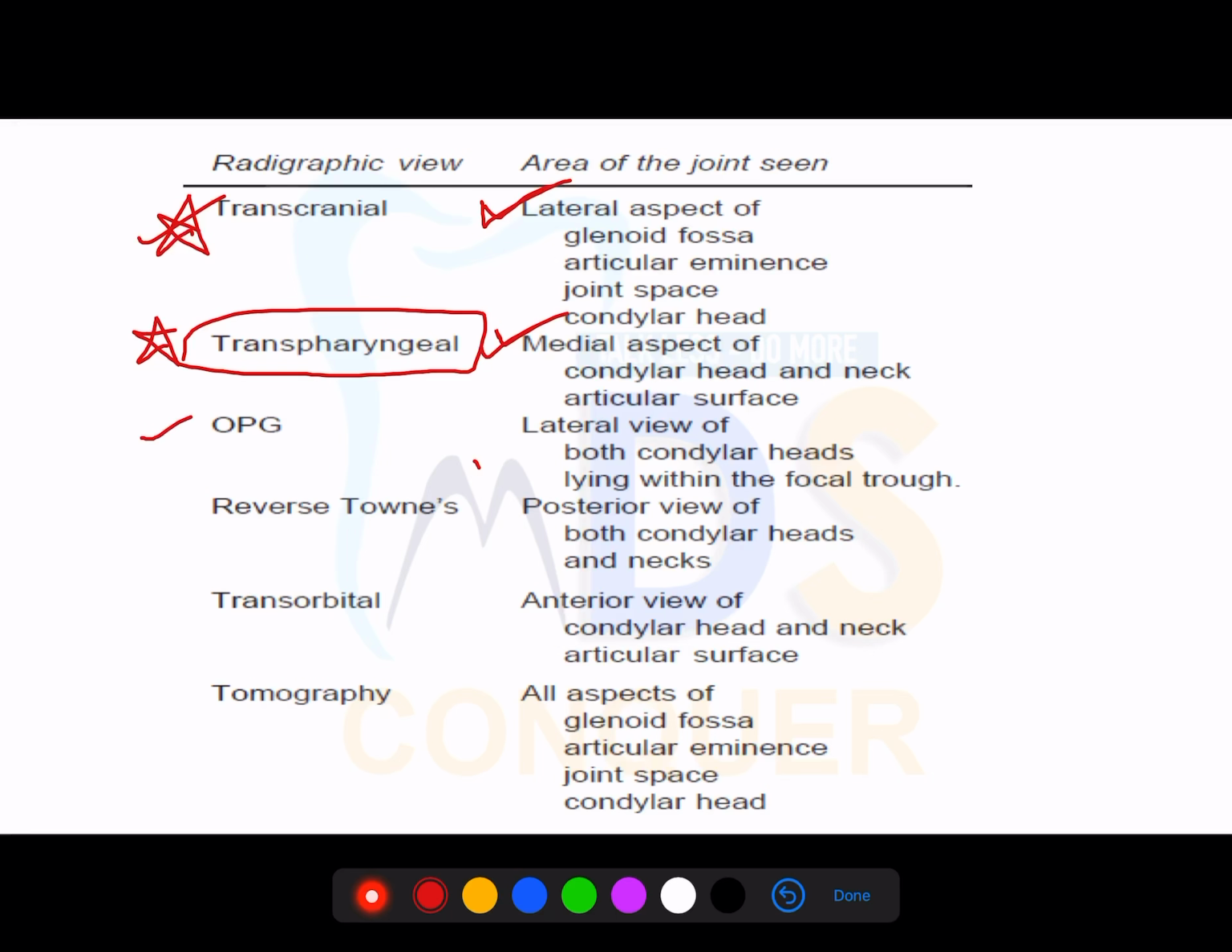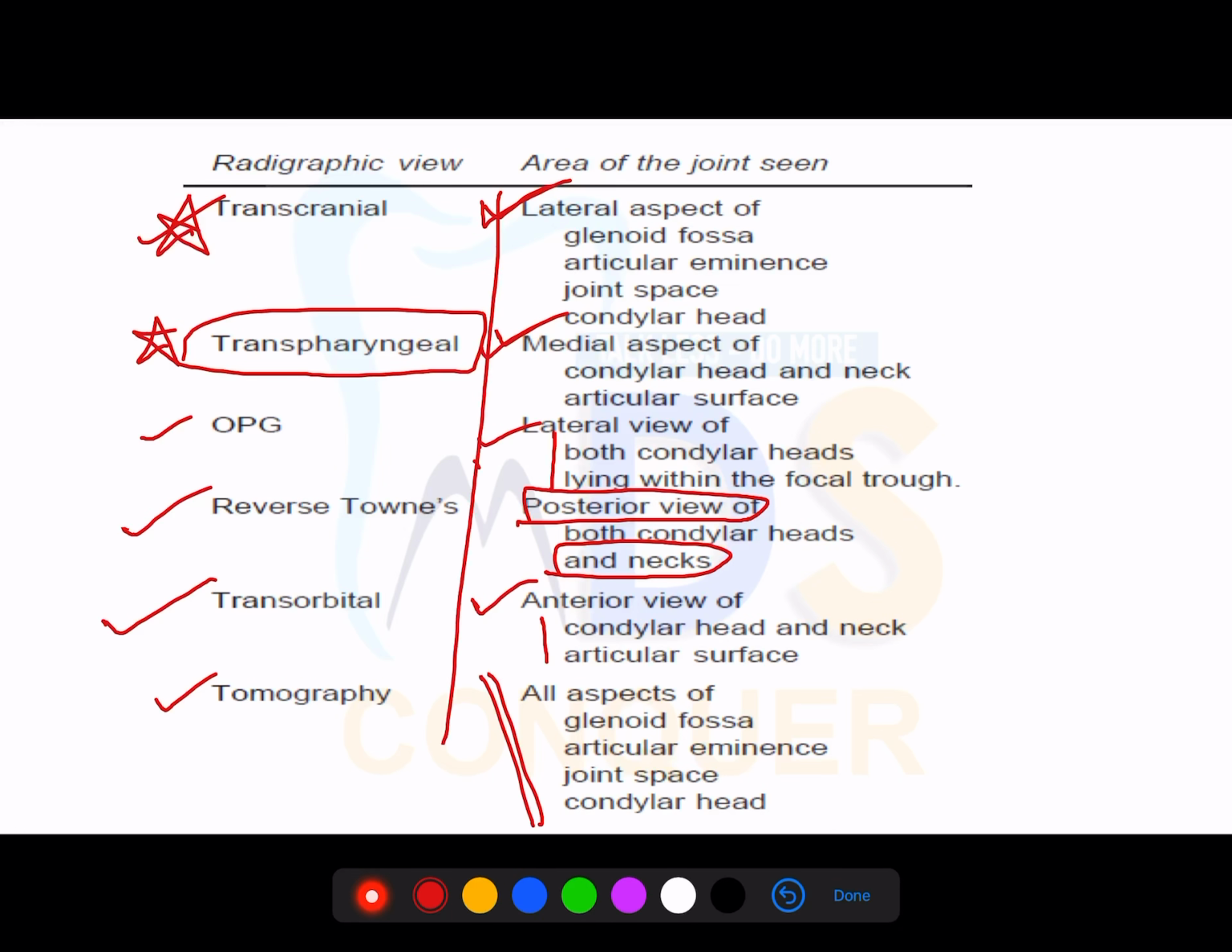If you see the OPG, you can see the lateral view of both condylar heads. And with the reverse Towne's view, both condylar head and neck fractures can be easily evaluated, and this is for the posterior view. The transorbital view gives the anterior view of the condylar head and neck. Then in tomography we can see all aspects of the joint. So these are the radiographic views and the areas of the joint seen on radiography.